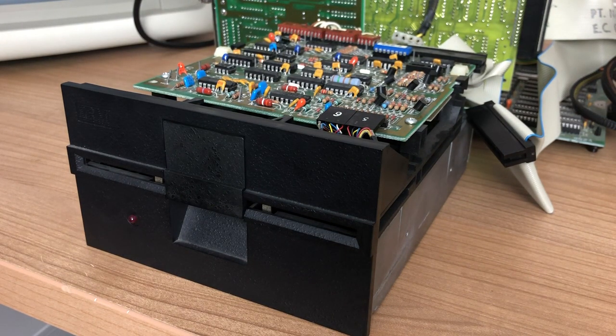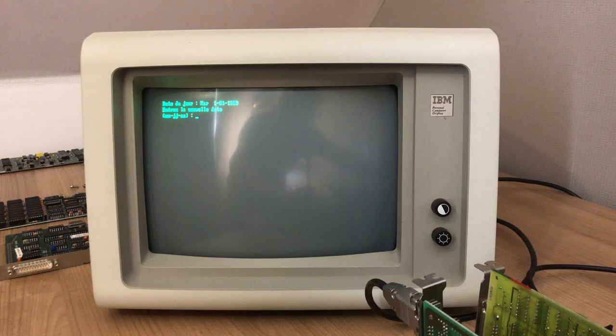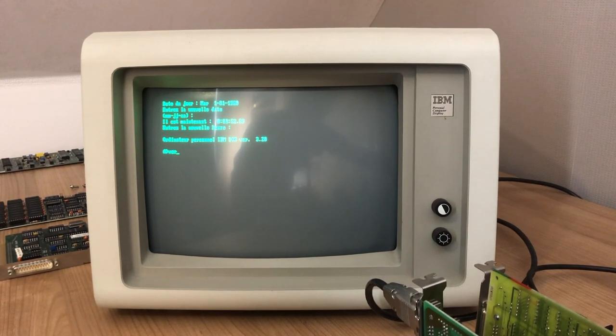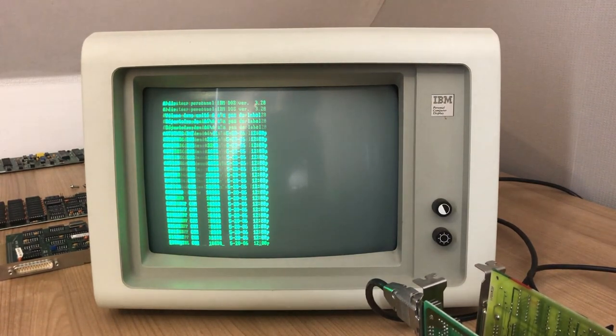So I'm powering on the system and the disk drive is reading the disk just fine. So at that point, we know that we have fixed the floppy drive issue and the computer is starting. It can read the disk, no issues there. So I think this is a good fix. So let's assemble everything back together.